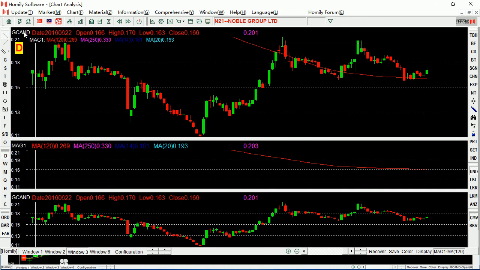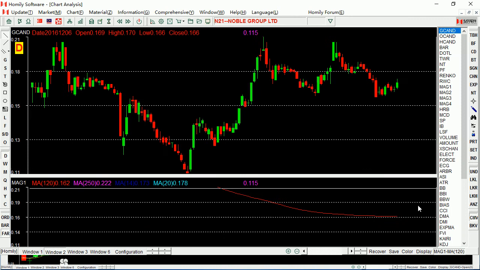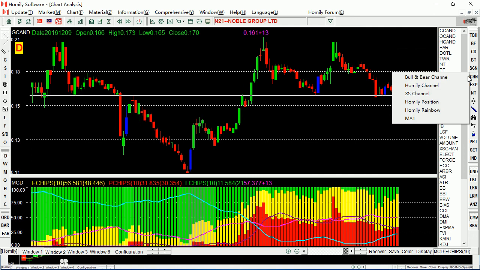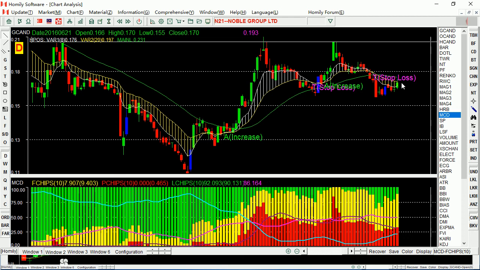We can use two windows. Firstly, we can click SGN, then bottom catch signal. The next one, click CHN, homing position. Okay, so let's see this one.